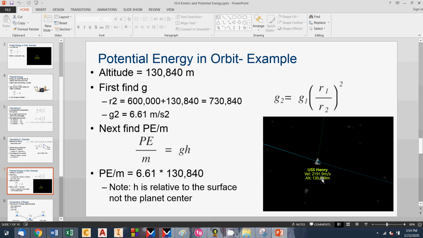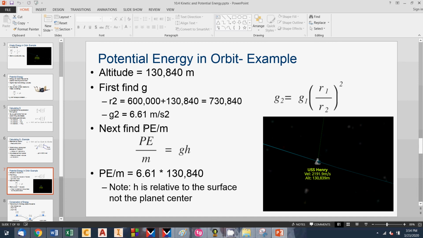This is my altitude. Remember, I want to make sure I add that to my radius of the planet. So 600,000 plus 130,840 to get my 730,840. That will be my R2. It will go down here. And I'll find that my gravity value at this altitude is only 6.61 meters per second squared. So that's the value I'm going to be using.